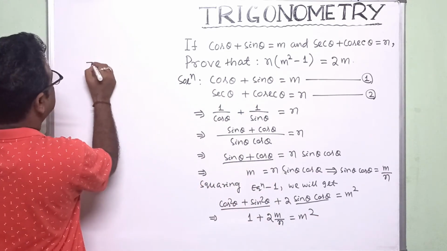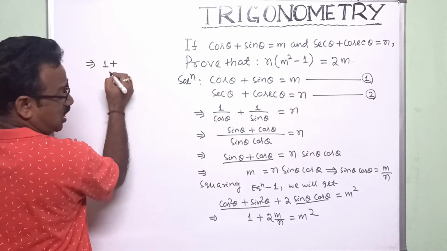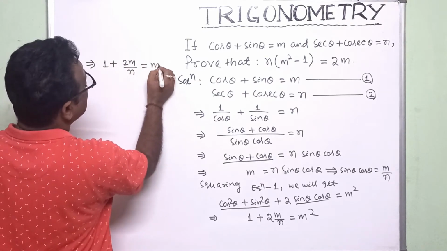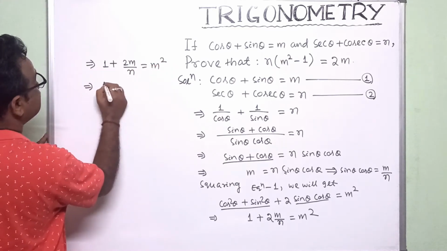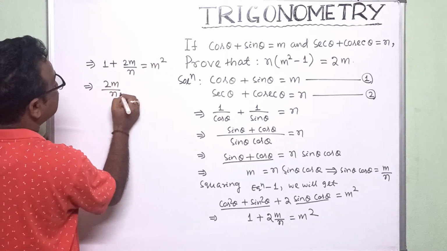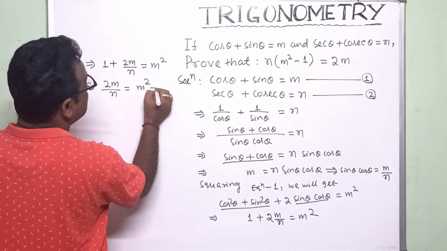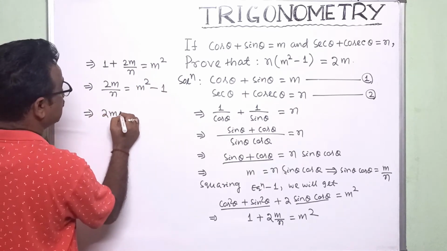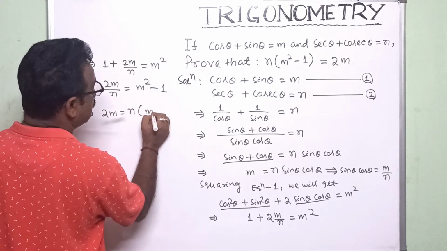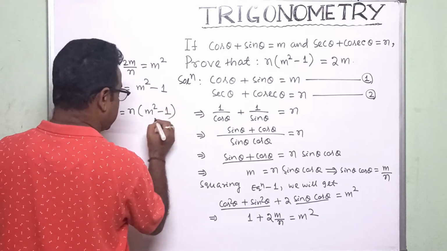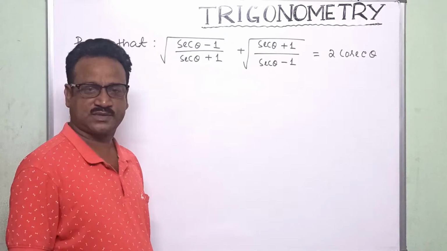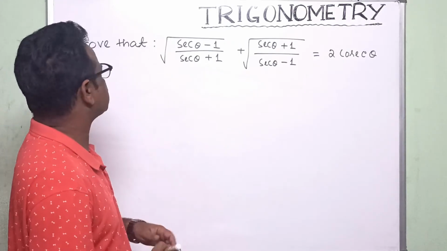Now see, that implies 1 plus 2m by n is equal to m square. That implies 2m by n is equal to m square minus 1. That implies 2m is equal to n into (m square minus 1). Proved. Now move on to the next question.